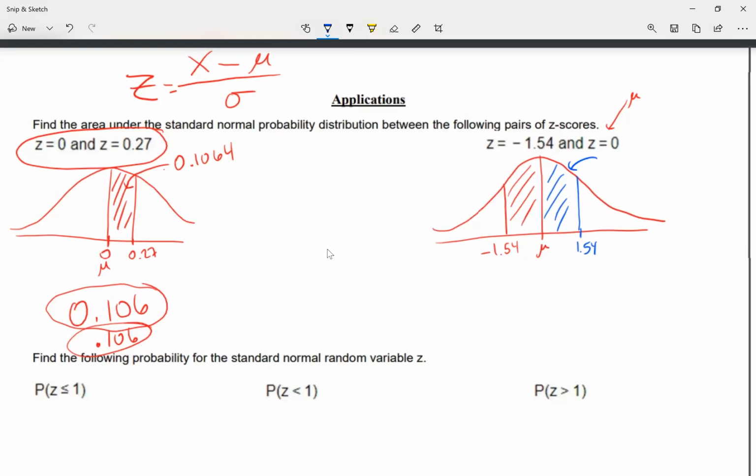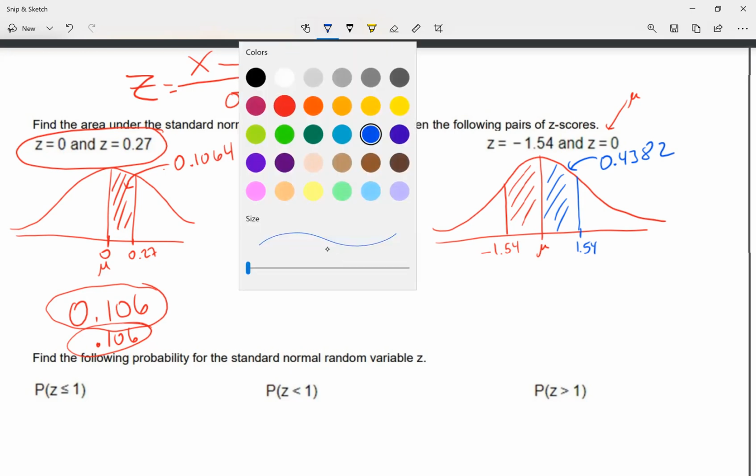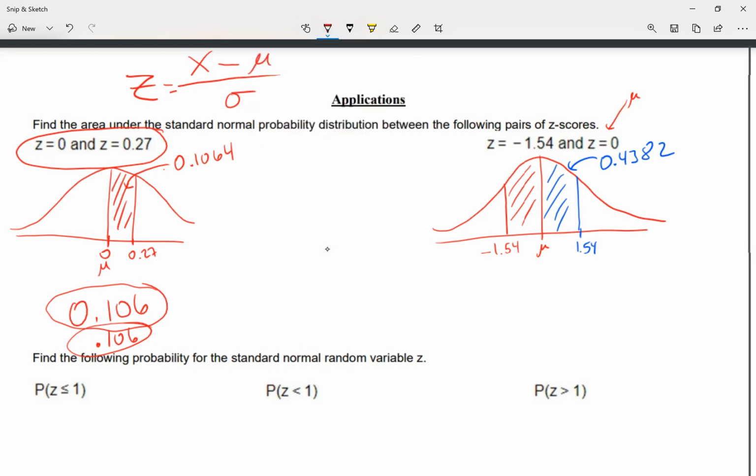So the blue area is 0.4382. So the area in blue is 0.4382. What's the area in red? It's the same. Now let me answer to 3 decimal places. I'm gonna call this 0.438. So every time I give you the z score, just go straight to the table.